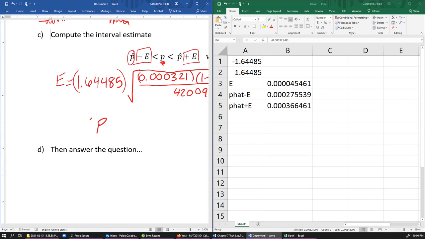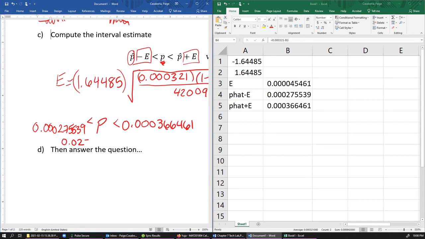So this tells me that P, my population proportion, is somewhere between 0.0002755539. Probably don't need all those decimals, but 0.000366461. So this is giving my lower and my upper bounds for P. Now these are the proportions as decimals. I could also rewrite these as percentages, which would probably make sense in this case.